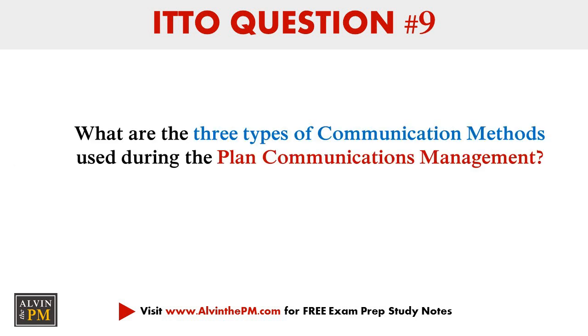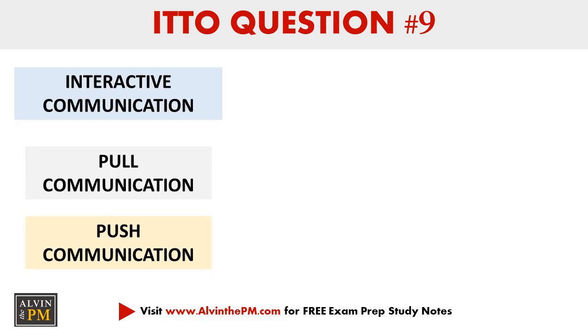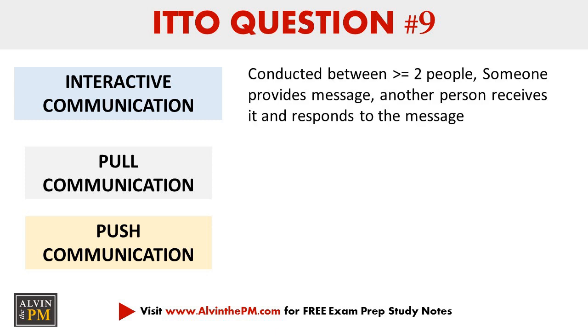Question 9. What are the 3 types of communication methods that are used during planned communications management? The correct answer is as follows. The 3 types of communication methods are interactive, pull, and push. Interactive communication is conducted between more than 2 people. Someone provides a message, and then another person receives it and responds to the message.